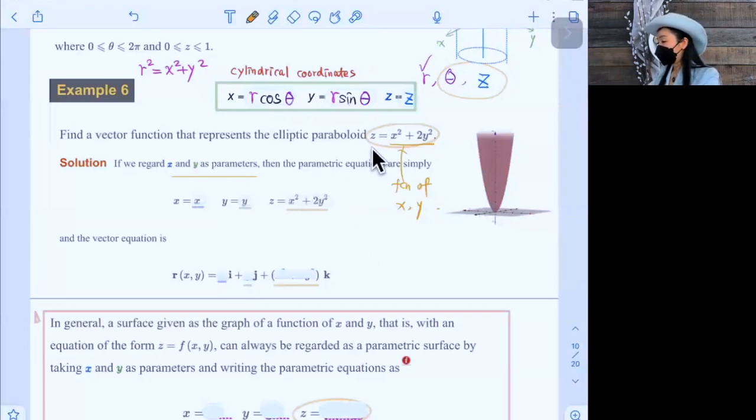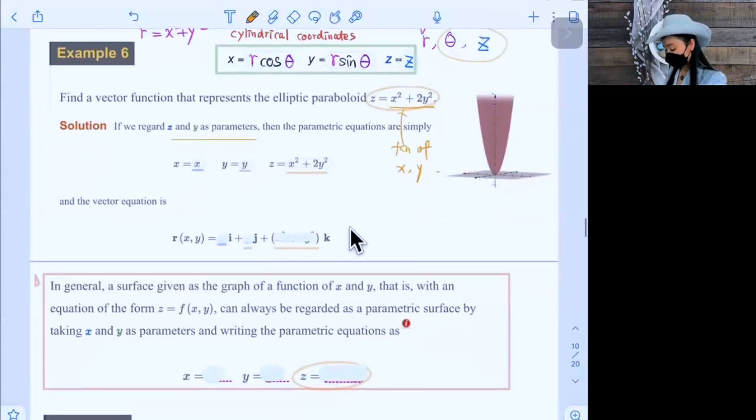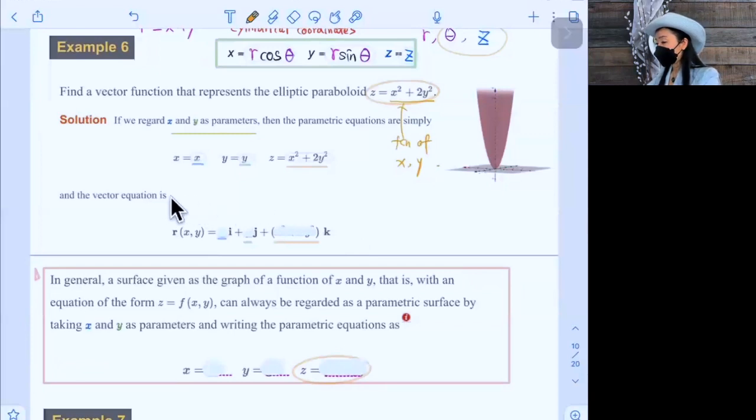Okay, so if you recognize one of the coordinates as a function of the other coordinates, then you can just let x equal x, y equal y, and then this one equal to a function of the other two. Okay, like this. So what's the vector equation for this one?